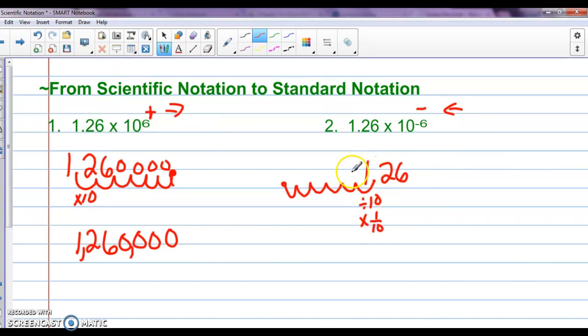Just like when we multiply with a positive, we're going to fill in the blanks with zeros, making our final answer 0.0000126.